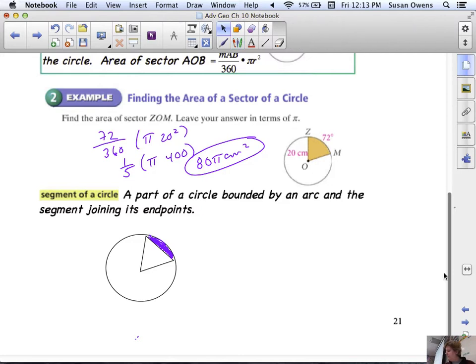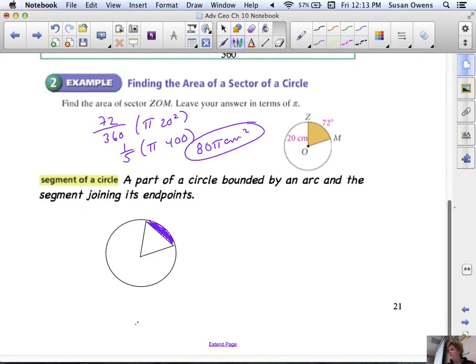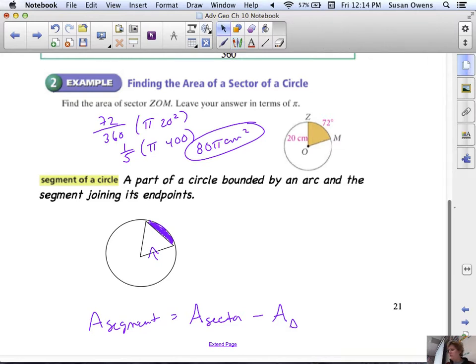The way that I can find the area of the segment is I can take a look at the part that makes up that part. So the area of any segment is going to be the area of the sector minus the area of the triangle that would connect the endpoints and the center of the circle. If we take the sector and we subtract off the triangle, we get the area of the segment.